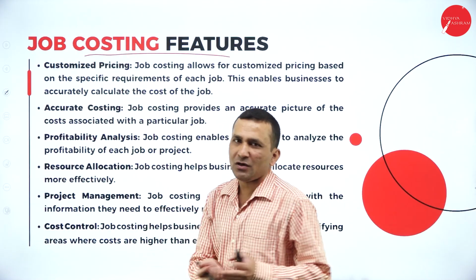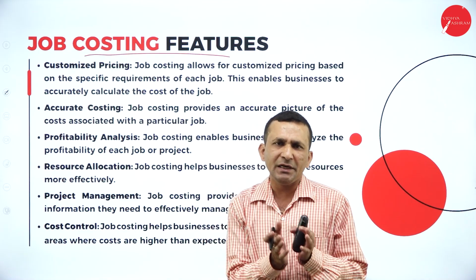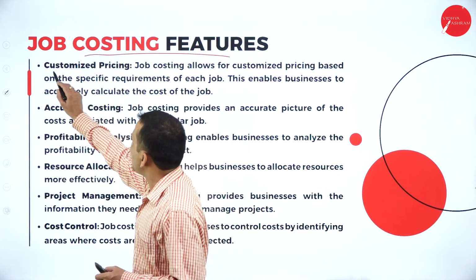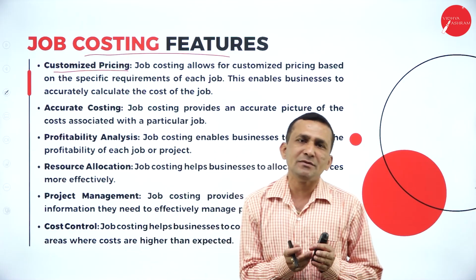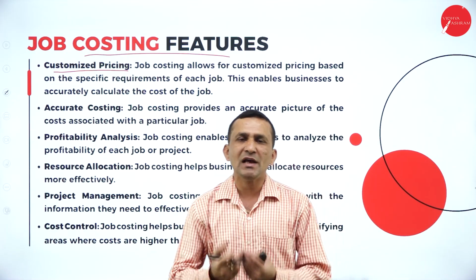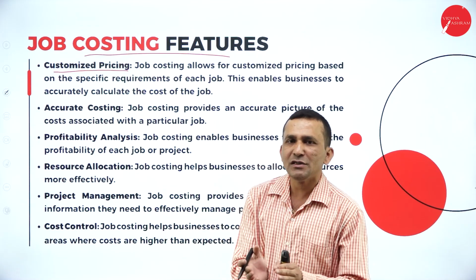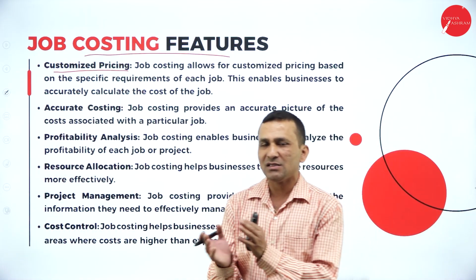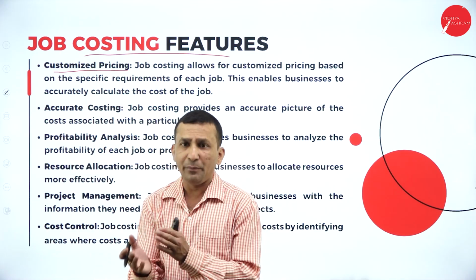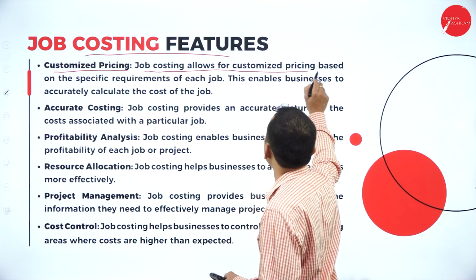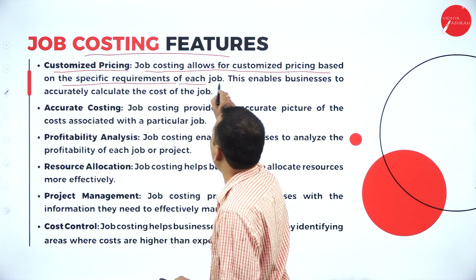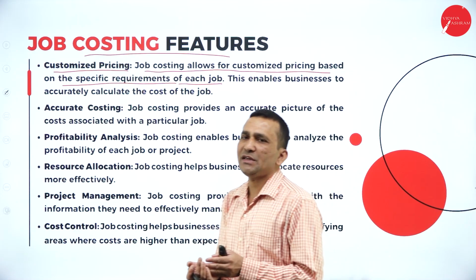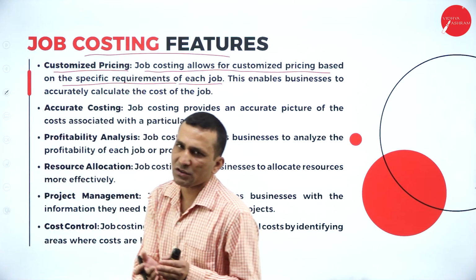Here are the job costing features, because for any job method or contract or costing, there are some characteristics related to the features. The first one is customized pricing, because individual customers place orders and we accept them as a business. The customer-to-customer requirement is different. Whenever each customer expresses what exactly they want, the costing is different, so the customized price will vary. Job costing allows customized pricing based on the specific requirements of each job, because every customer is unique in the orders they give. Whenever we accept the order, we prepare the job cost, how much cost will be incurred.